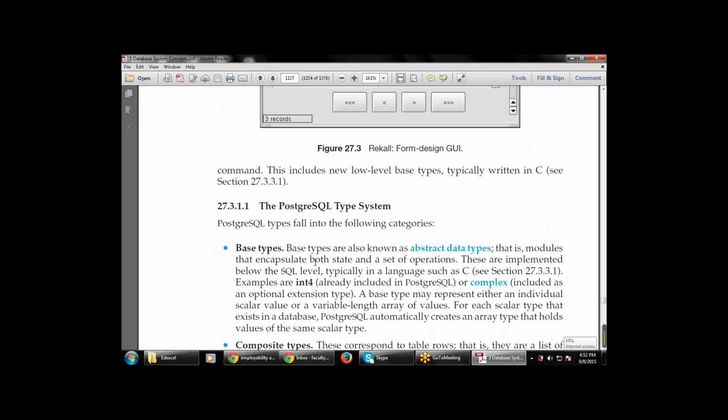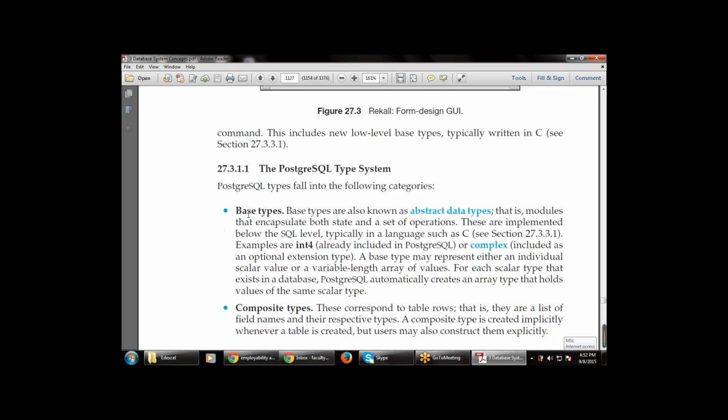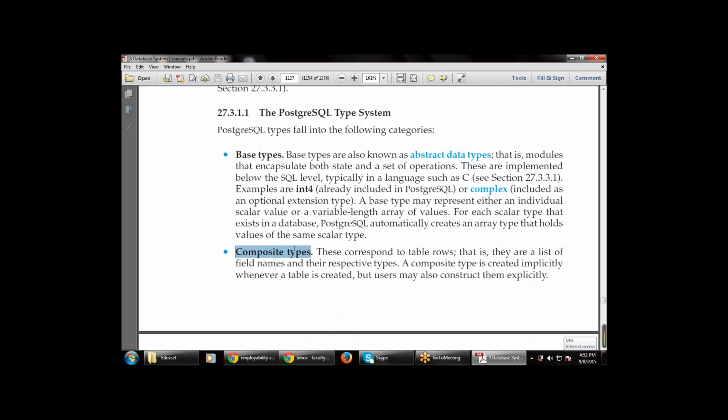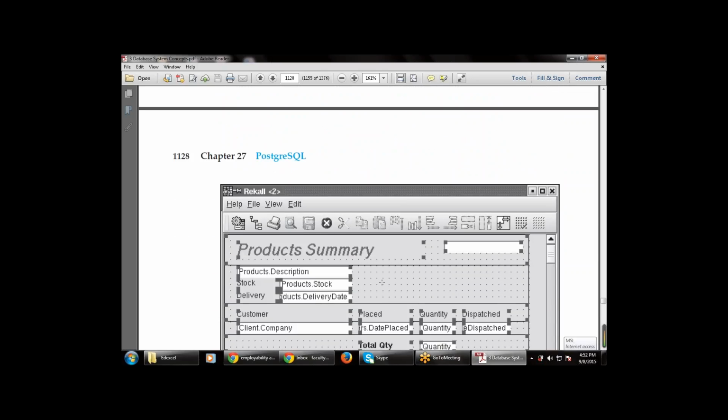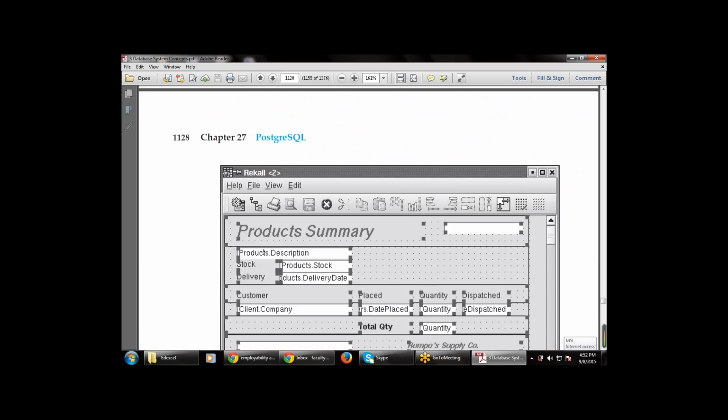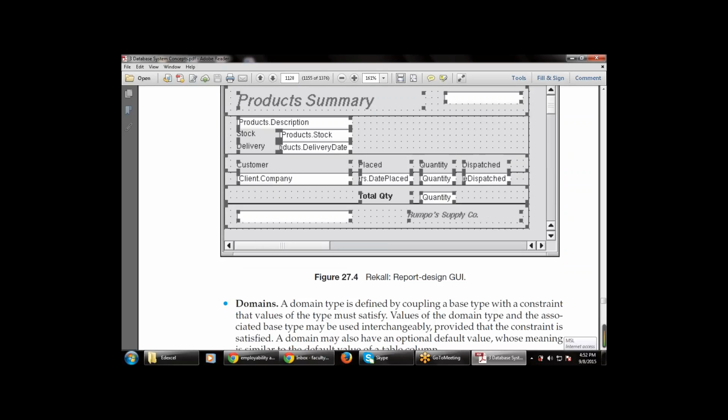Then these are the various type systems, divided into various categories. One is the base types, also known as abstract data types, which are modules that can encapsulate both the state and the set of operations. Then composite types are the next part; these correspond to table rows, that is, they are a list of field names and the respective types. This is an example: a product summary, quantity, place, username.